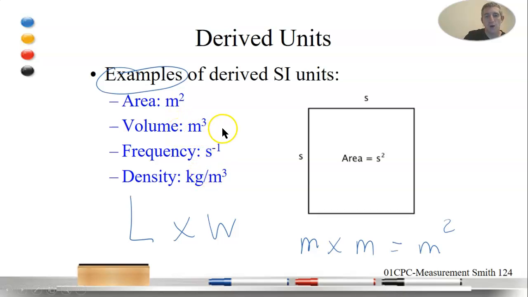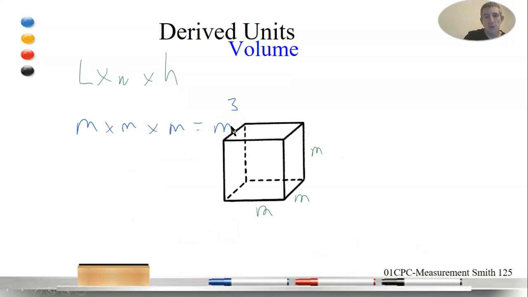It's m cubed. Well, why is it m cubed and not just milliliters or liters? Well, the volume of a cube is length times width times height. And again, if those units are meters, you get meters times meters times meters, which is meters cubed. And so we have cubic centimeters and cubic meters, cubic feet. Those are the real units of volume.